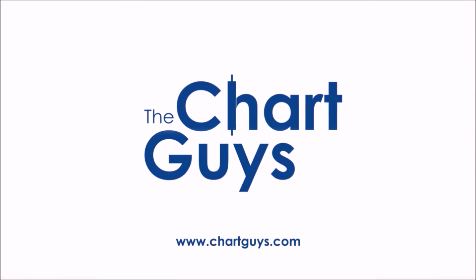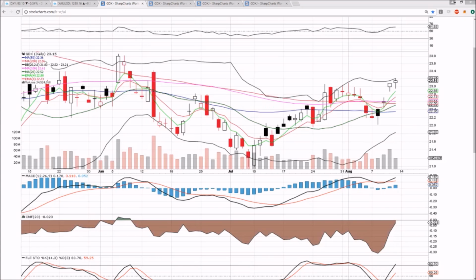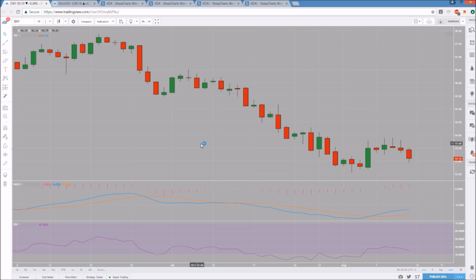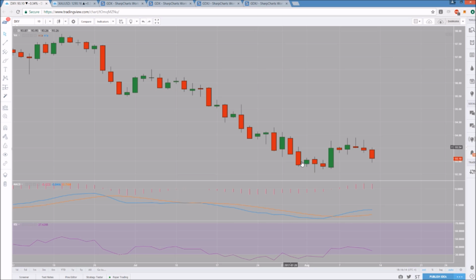Let's check out some charts. Checking in on gold, the miners, and the dollar. We'll start with the dollar, and it is still weak. So we had our bounce play out, still just another lower high. No surprise there as we were coming off a low. Oversold RSI has cooled off on the daily time frame.